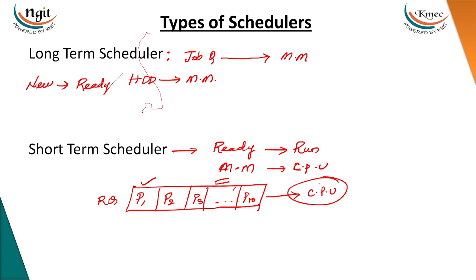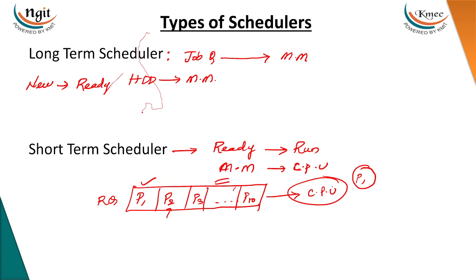Once the process is going to CPU, it will find which process has to be executed next. It will select which process has to be executed next. So with the time P1 is coming out of CPU, P2 will be scheduled to CPU.